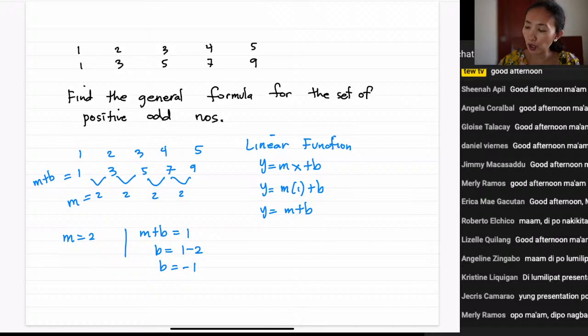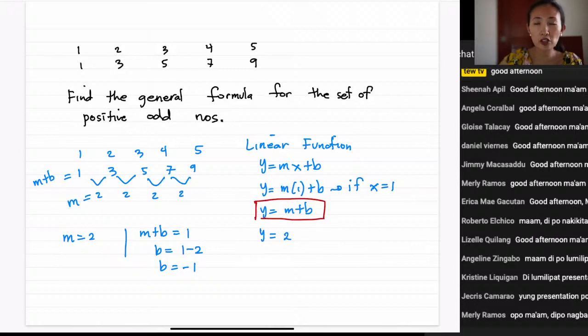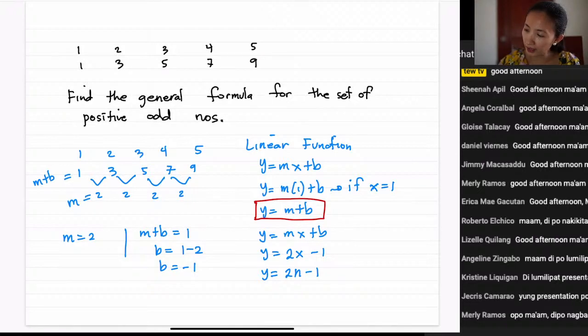So, using the general form now, y is equal to mx plus b. This m plus b is if x is equal to 1, so that you will not be confused. This is the function value or y value when x is equal to 1. But the general slope-intercept form, y equal to mx plus b, is y is equal to, your m is 2, x, and your b is negative 1. So in terms of n now, to be consistent, the general form of your positive odd numbers is 2n minus 1. Okay?